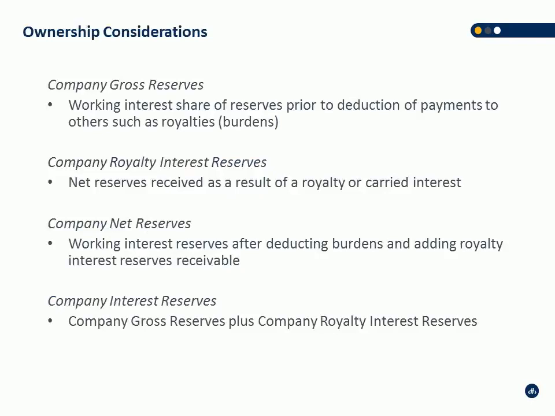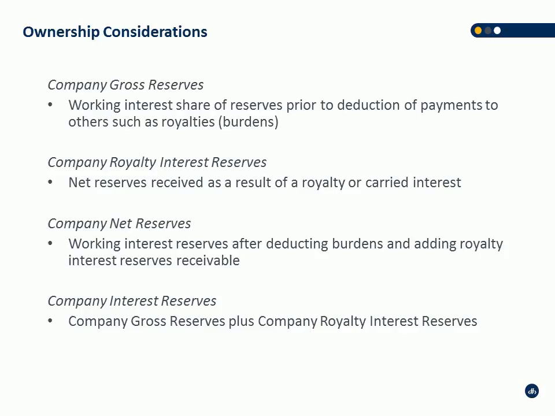So ownership, and this is more about disclosure. COGEH defines company gross, company royalty, company net, and company interest reserves. And then NI 51-101 or SEC will choose which categories have to be disclosed in their disclosure.